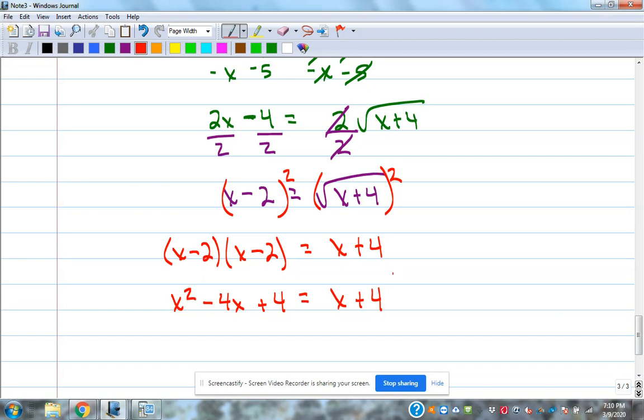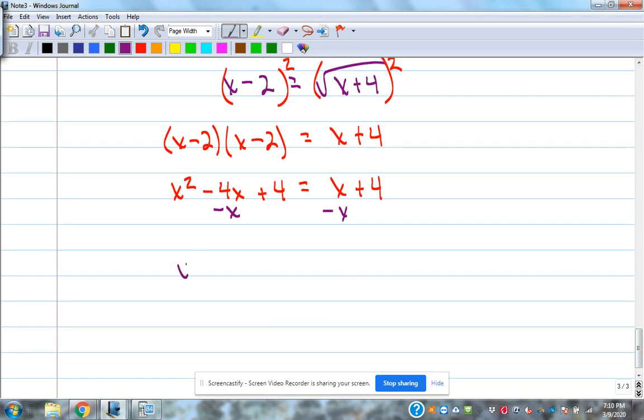Since it has an x squared in the problem, what do I have to get it equal to? 0. Same old game we've been playing on this whole section. I'm going to subtract 4 as well. So that's going to be x squared minus 5x is equal to 0. That's a pretty easy solve if I remember how to factor. How do I factor that? Take out an x. That's the GCF, right? Remember the GCF way of factoring? X minus 5 is left inside.